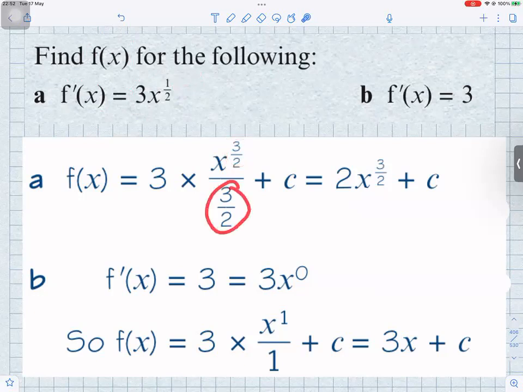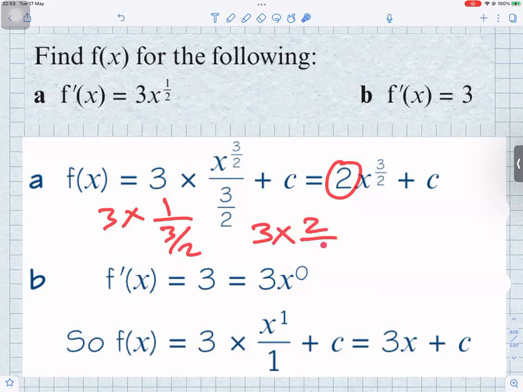And you divide by 3 over 2. And you have the 3 there. So it's 3 times x to the 3 over 2 divided by 3 over 2, and plus the constant of integration. When you simplify this with your calculator, you will get 2. 3 times 1 over 3 over 2 is the same as 3 times 2 over 3, and the 3 will cancel. And you're left with 2x to the 3 over 2 plus c.